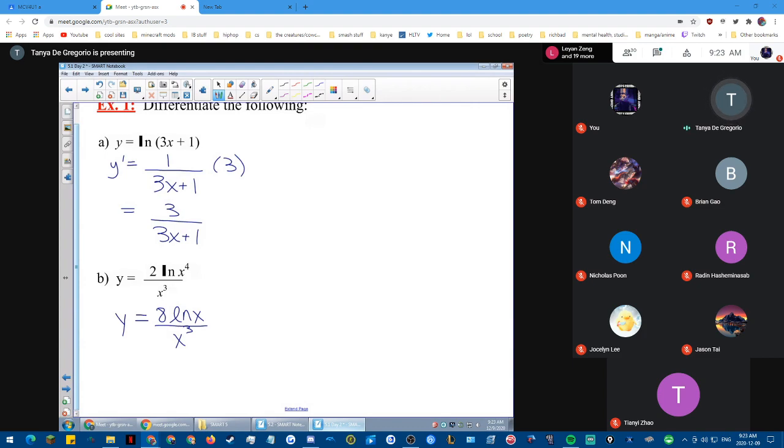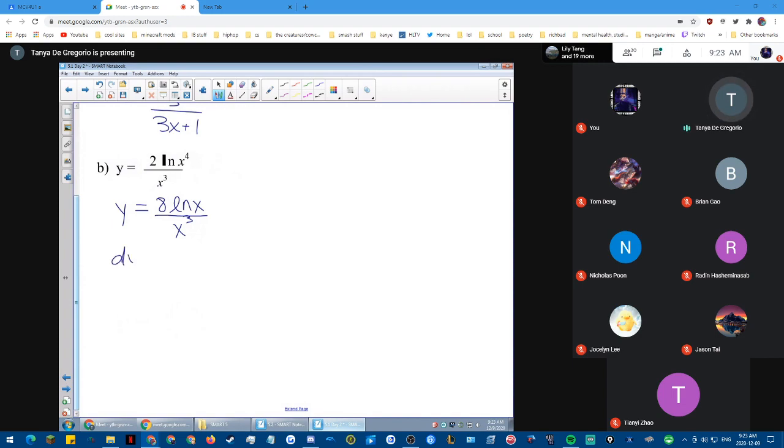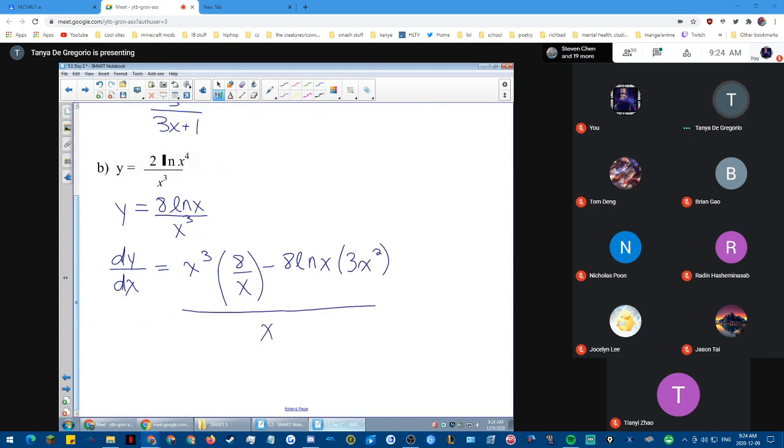And now we're going to have to use a quotient rule. So the bottom times the derivative of the top. Well, I have 8 times ln of x. What is the derivative of ln x? 1 over x. Yeah, it's just 1 over x. And it's being multiplied by 8. So it's just 8 over x. Minus 8 ln of x multiplied by the derivative of your denominator, which is 3x squared, all over your denominator squared, which becomes x to the exponent 6.